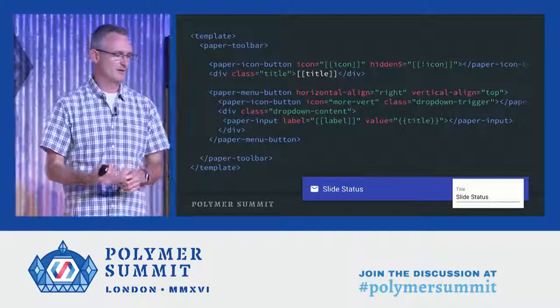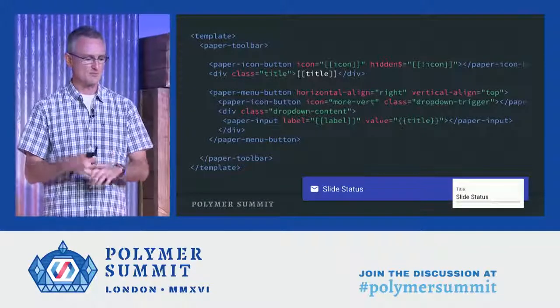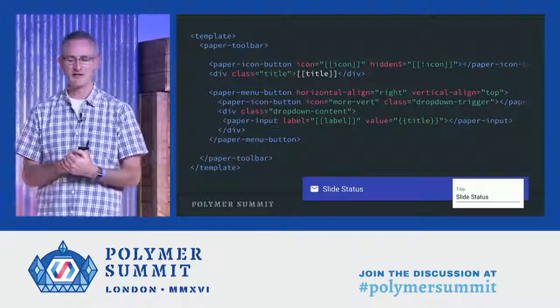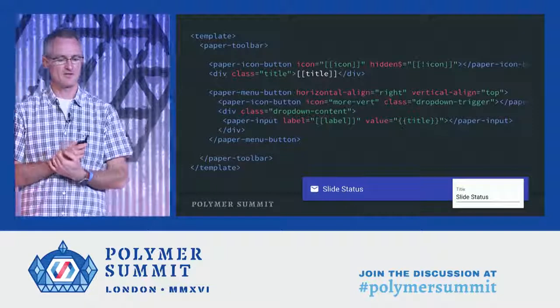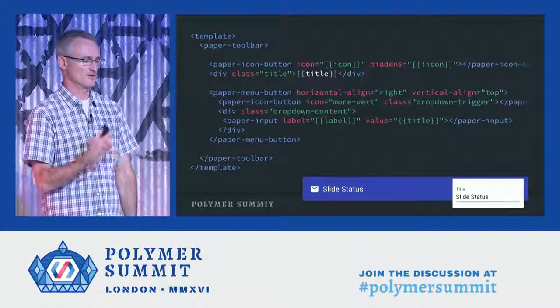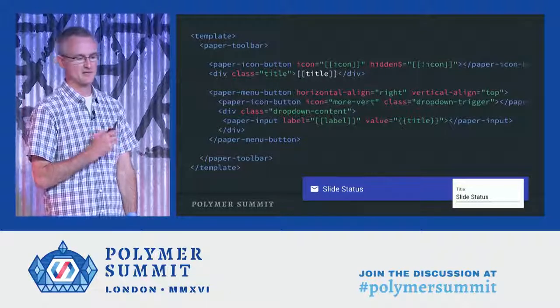There's no imperative code, there's no observers. This fully describes how this element works. Specifically, it uses a number of bindings to orchestrate the flow of data, as you can see here. And of course, the square brackets here are one-way bindings, the curly braces are two-way.